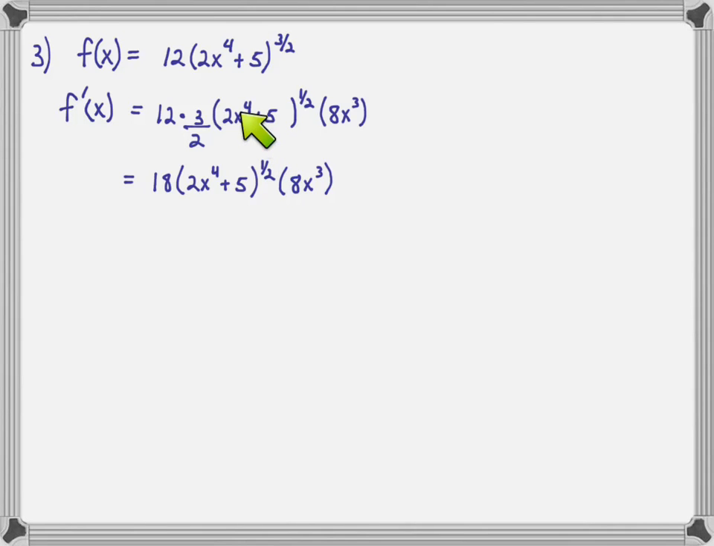Okay, and then I kept my parentheses to the 1/2, and then our 8x to the third. Now I have a monomial on both ends here. I have an 18 and an 8x to the third. So we may as well multiply 18 times 8x to the third, and we'll have 144x to the third times 2x to the fourth plus 5, all to the 1/2.